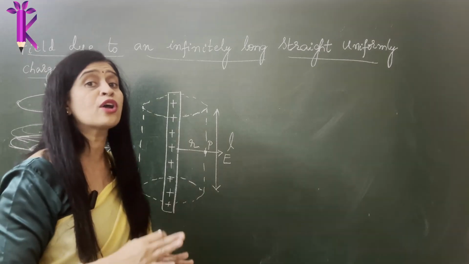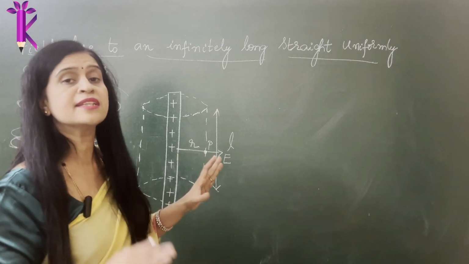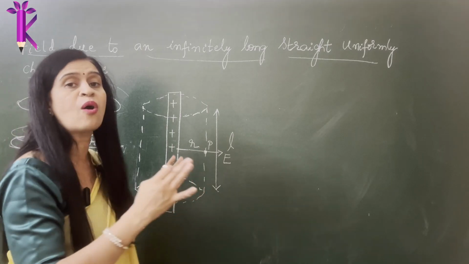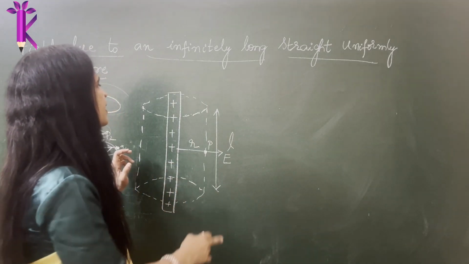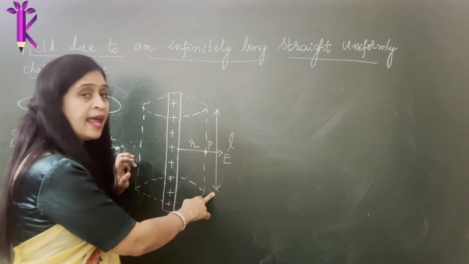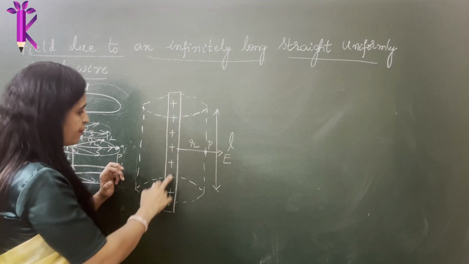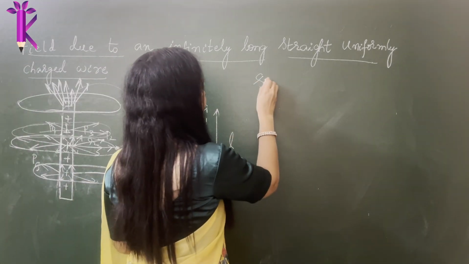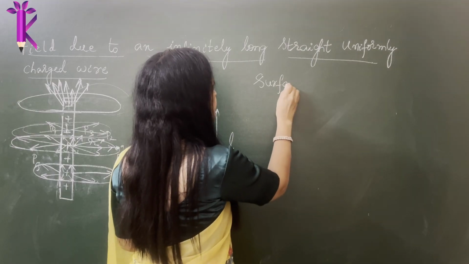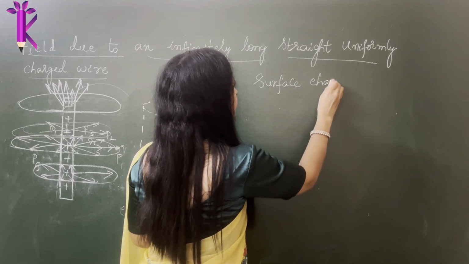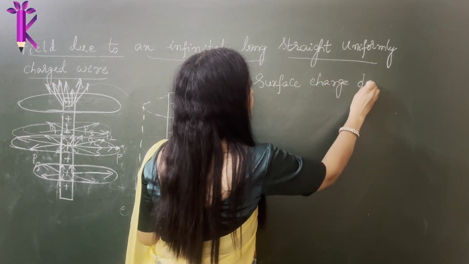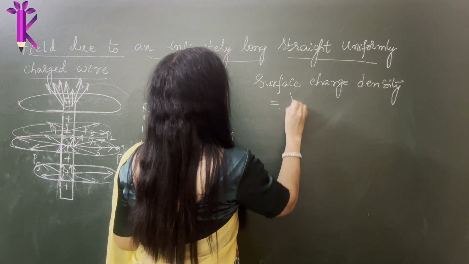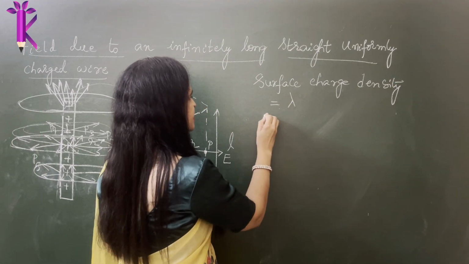So what should be the first sentence that you're going to write? The first sentence that you're going to write is: consider a cylindrical Gaussian surface of length L, and let the surface charge density, what is surface charge density? We have read this in detail in one of our videos. So the surface charge density of this long thin wire, let us assume it to be lambda. Let me call this lambda. What is surface charge density?